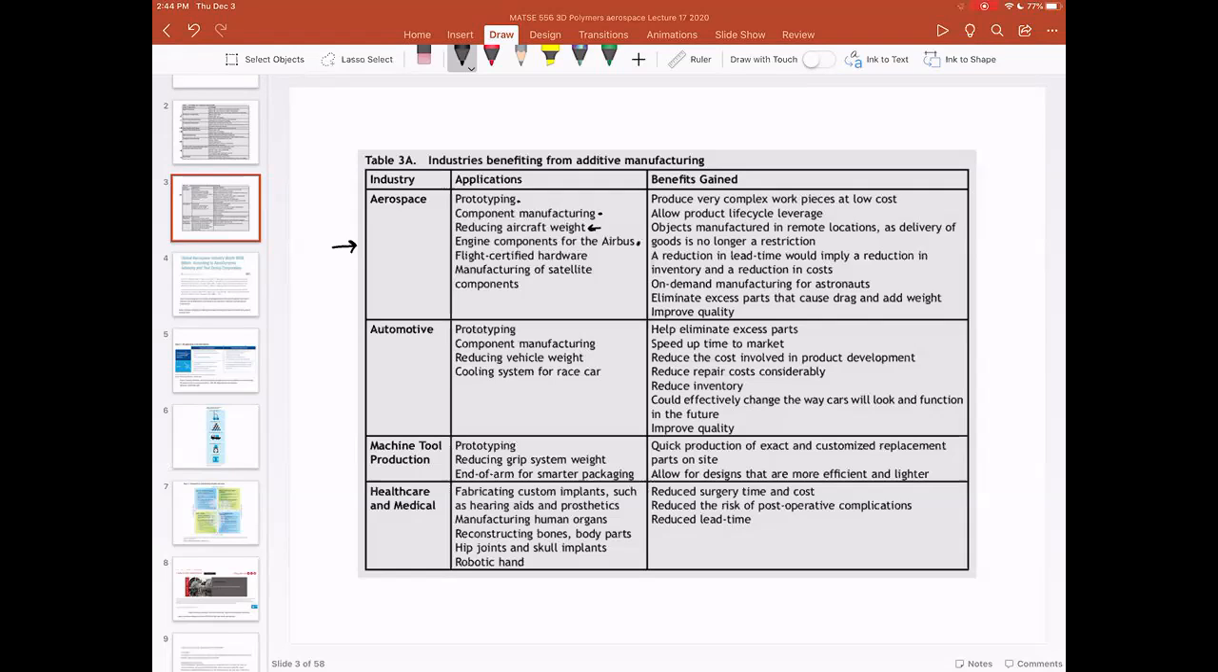Engine components. There are 3D printed parts in Airbus engines and GE engines. Flight certified hardware, that's a big deal in aerospace. That's a very specific quality control and certification process, and manufacturing of satellites and rockets, etc.